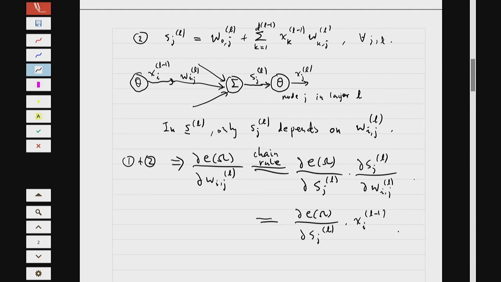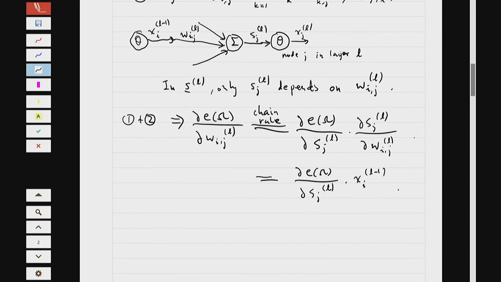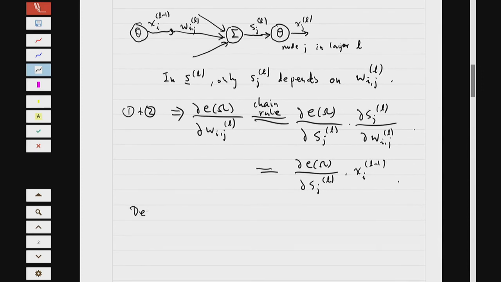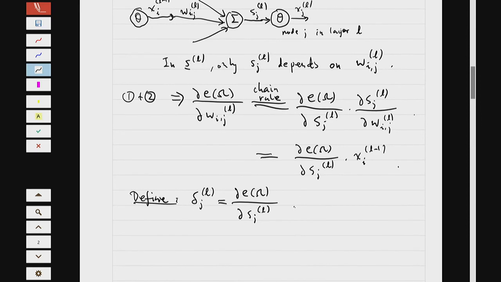Yes, we need to find that. That's what we're going to define as our delta that we're going to go backwards. So we're going to define, and this term is very important, delta J of L as this partial derivative of the error with respect to the input into the J's neuron at the L's layer. So you can view this as the sensitivity of the error to the input at this layer. Sensitivity to the input. So that's how we might interpret the meaning of this term.